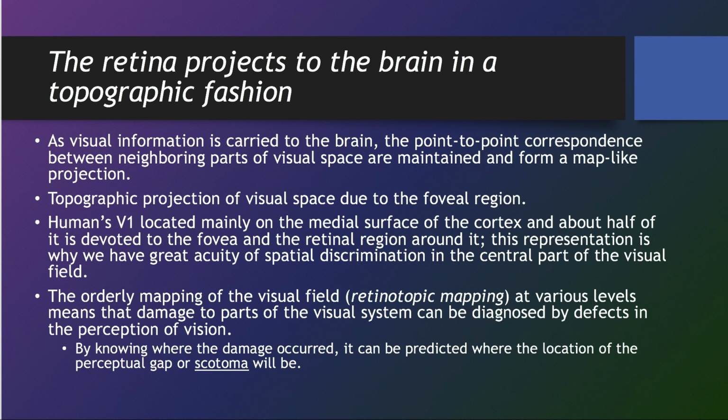This representation is why we have great acuity of spatial discrimination in the central part of the visual field. We see better in this region because we devote more brain circuits to analyze it. The orderly mapping of the visual field, retinotopic mapping, at various levels means that damage to part of the visual system can be diagnosed by defects in the perception of vision. So by knowing where the damage occurred, it can be predicted where the location of the perceptual gap, or the scotoma, will be.